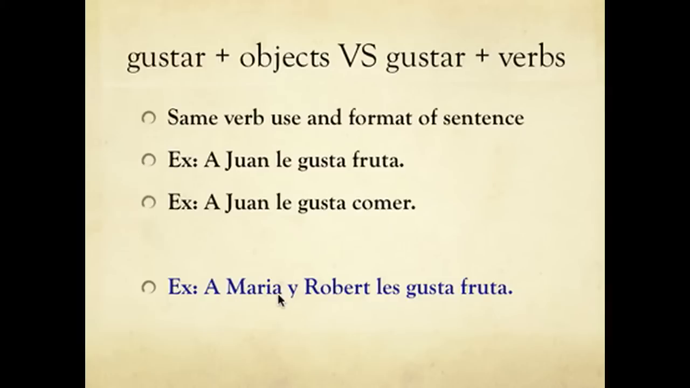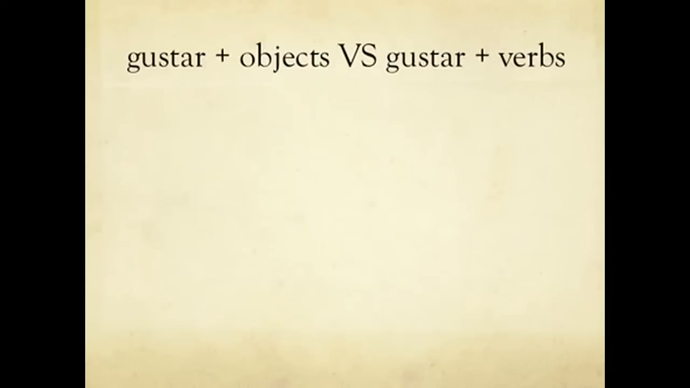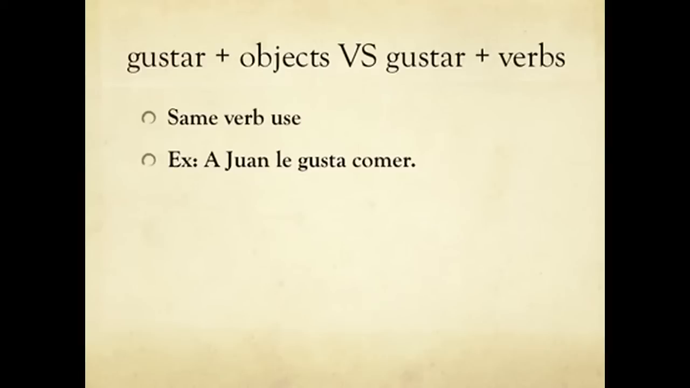Here we have two people. A Maria y Robert les gusta fruta. A Maria y Robert les gusta comer. So the same format. We have some more people liking fruit and liking to eat. Same format here. We have a in front of our names, clarifying who the subject is. Then we have the same format of the indirect object pronoun before gusta, and then what is being liked. So they look pretty similar. So the same verb use.